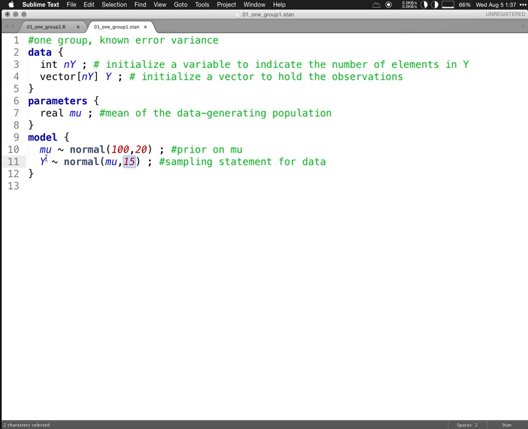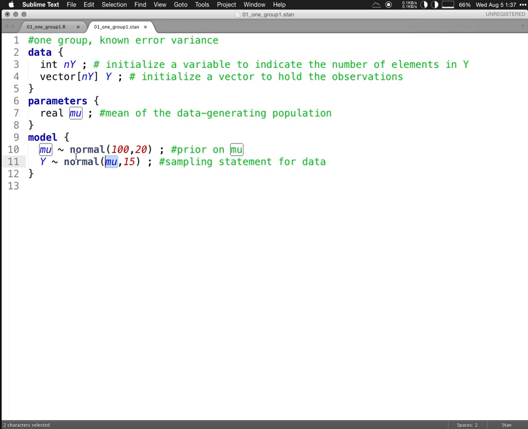So it might be best to actually read this series backwards. So let's look at this line. We're saying that all the elements in y are sampled from, that's what the tilde means, a normal distribution with mean of mu, whatever mu is, and a standard deviation of 15, which is the known population standard deviation for IQ test.